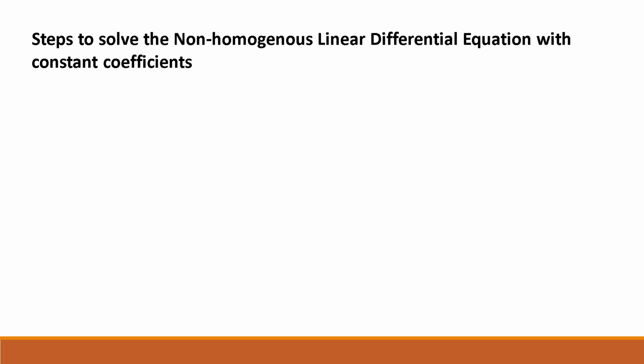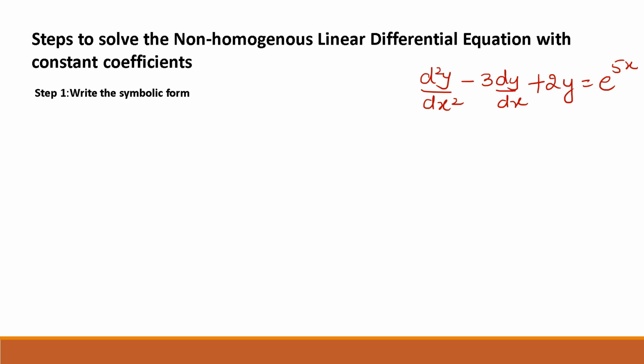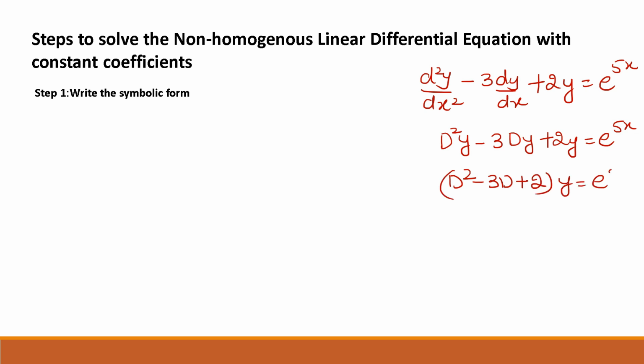So in this lecture, we will see how to solve the non-homogeneous linear differential equation with constant coefficients. Here I'll take one example in order to explain this concept. So let's take this example. What is the first step? The first step is to write the symbolic form. The symbolic form is d square y minus 3 dy plus 2y equals e power 5x. So this is (d square minus 3d plus 2) y equals e power 5x.